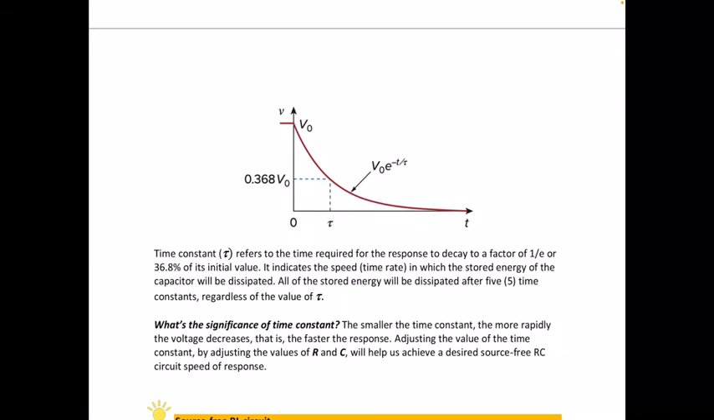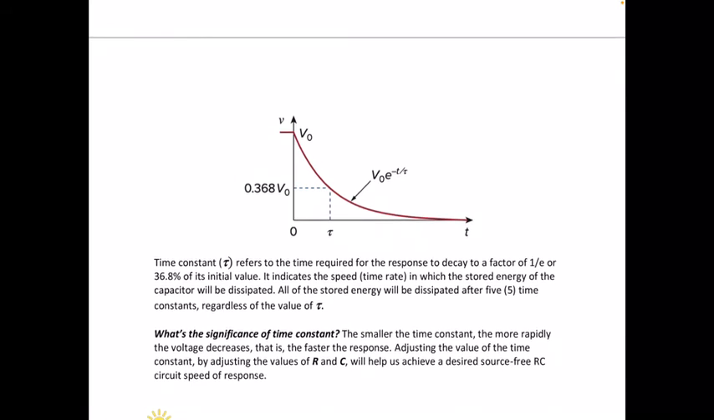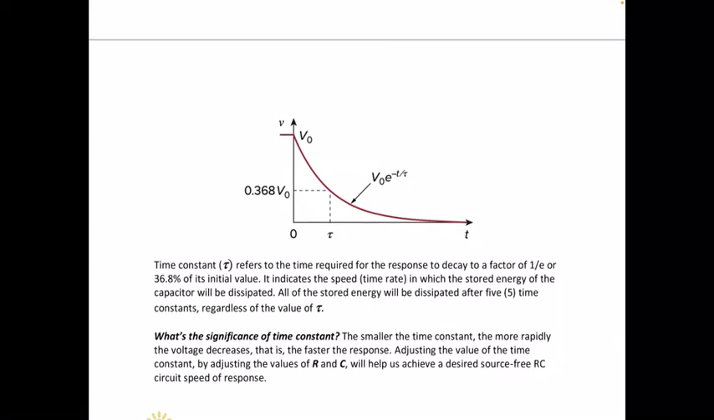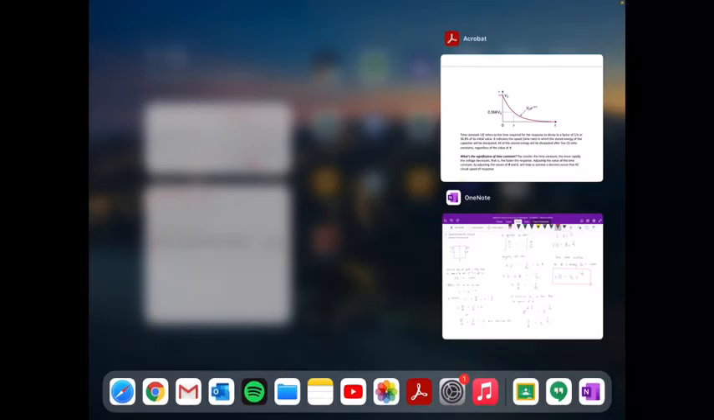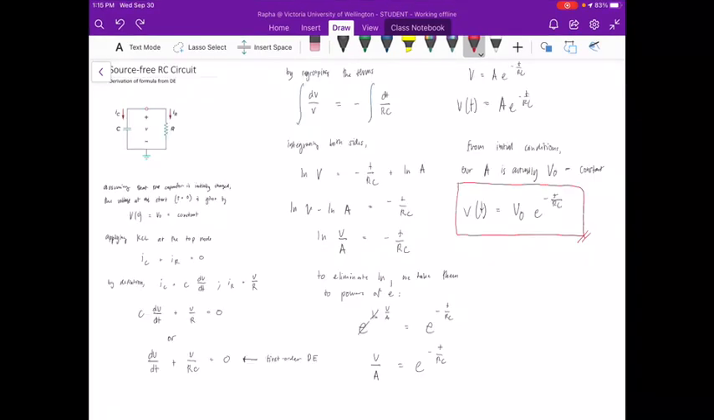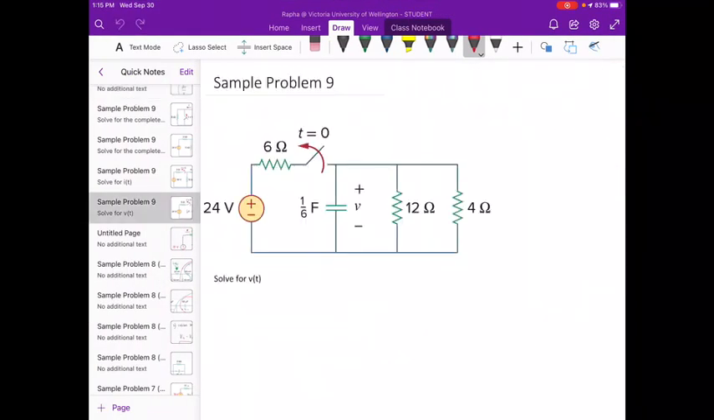Just as I mentioned earlier from the start, this lesson will help us understand how to design circuits, and this is one of the aspects in which we build some appreciation on how to design a circuit by adjusting the time constant, and therefore adjusting the speed of response of our circuit. So at this juncture, we will solve a sample problem using this formula, of course.